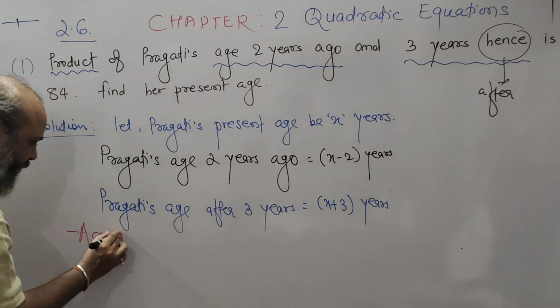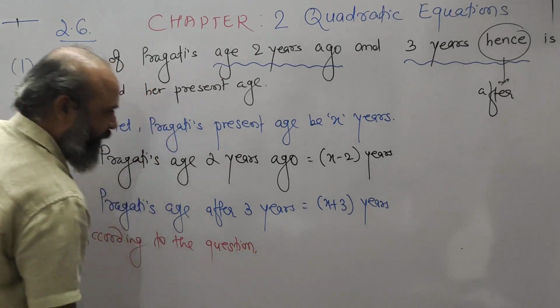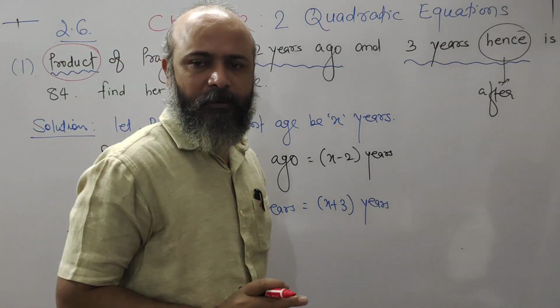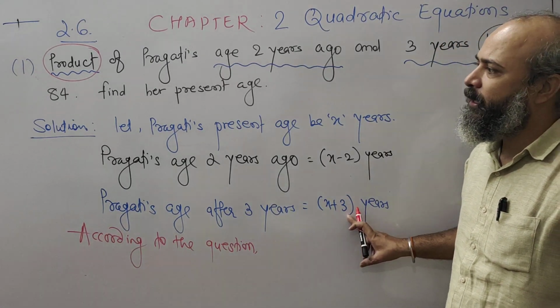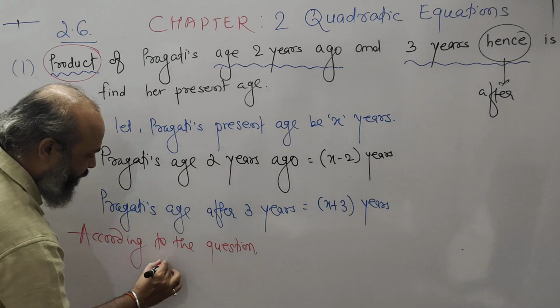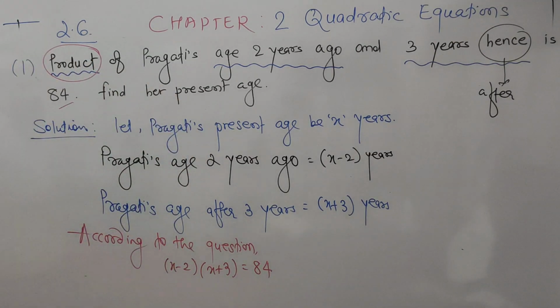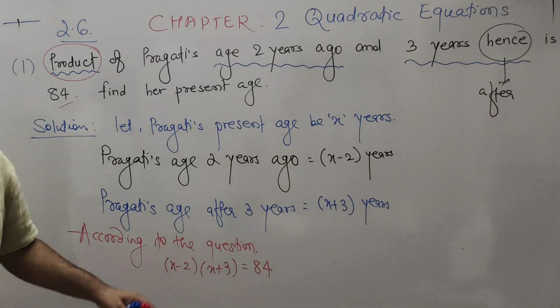Now, according to the question, friend, what is given? The product of Pragati's age 2 years ago and 3 years hence is given to you. Means the product of x minus 2 into x plus 3 is how much, friend? 84. So according to the question, you will write x minus 2 into x plus 3 is equal to 84.